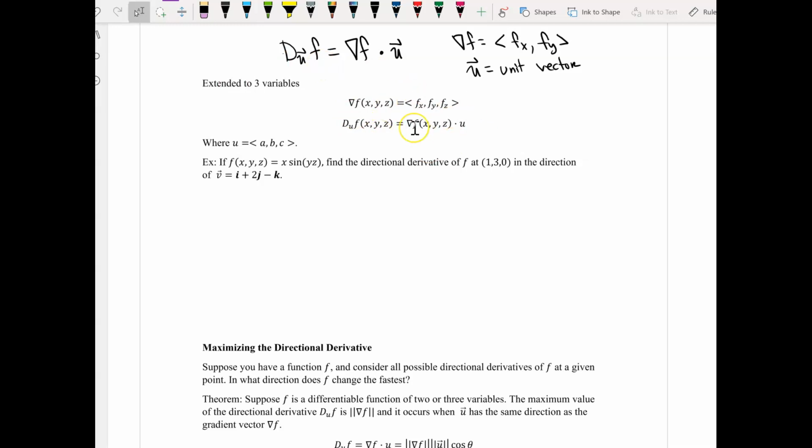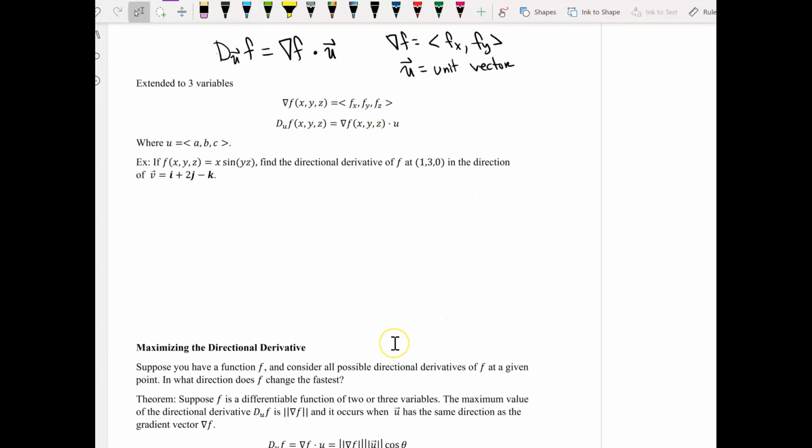What's happening here is that we're just extending this to three variables. So instead of having our two components, now we have our three components, f sub x, f sub y, and f sub z. We're just extending it to more dimensions. Remember again, u is going to be a unit vector. So if we have a vector v, we need to make sure that we make it into a unit vector.